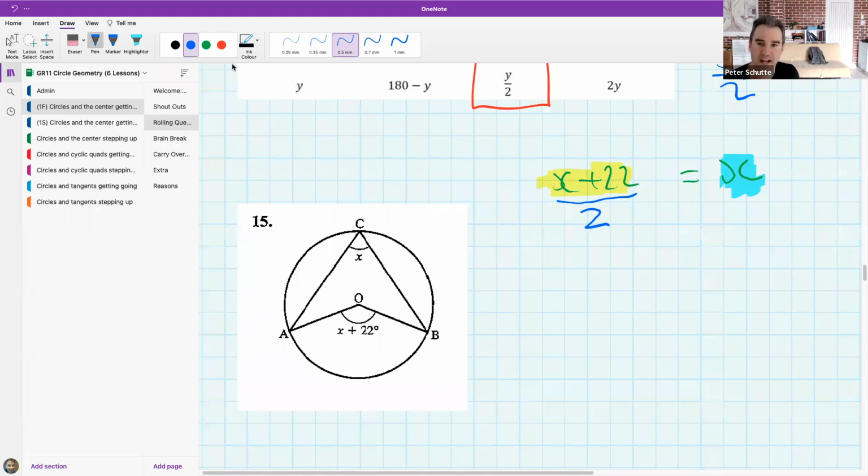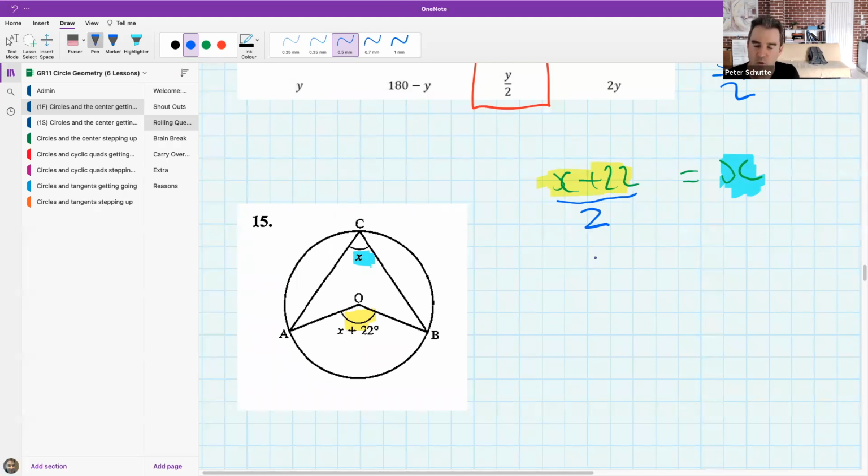The problem is when I started this, I made the statement x plus 22 equals x. So I made the statement that this angle here is equal to that angle there. And that's not true. But we've learned today that the angle at the center is twice the size, or 2 times bigger. So if I want to make the yellow equal to the blue, I need to divide it by 2. So you're right, normally it does, but in this case, we're using a fact that we know.